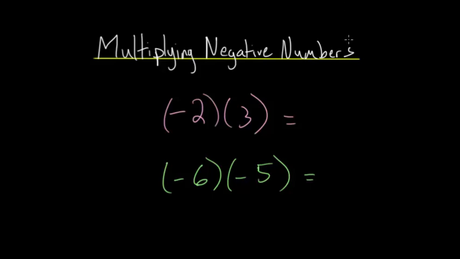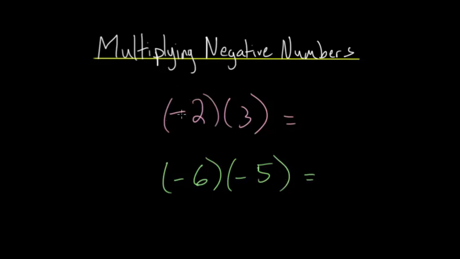For this video, I'd like to talk about multiplying negative numbers. So we have these two examples here, minus 2 times positive 3 and minus 6 times negative 5. First I'll show you the process, and then we can talk about why the answers are what they are.